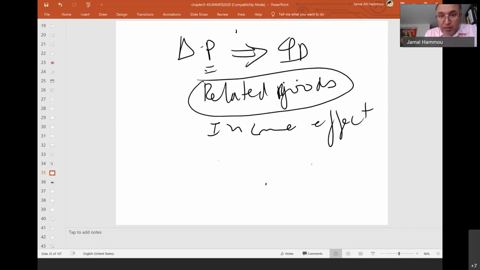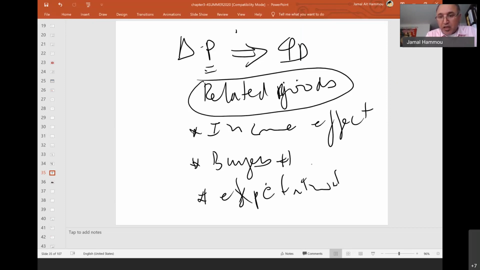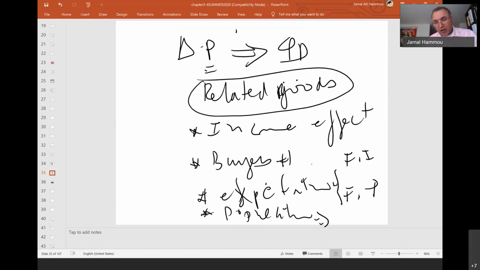Remember we were talking about the income effect? We talked about the number of buyers in the market. We talked about expectations of future income and future prices. Population affects how much food we buy: an increase in population will affect how much food we buy, and a decrease in population will affect it as well.